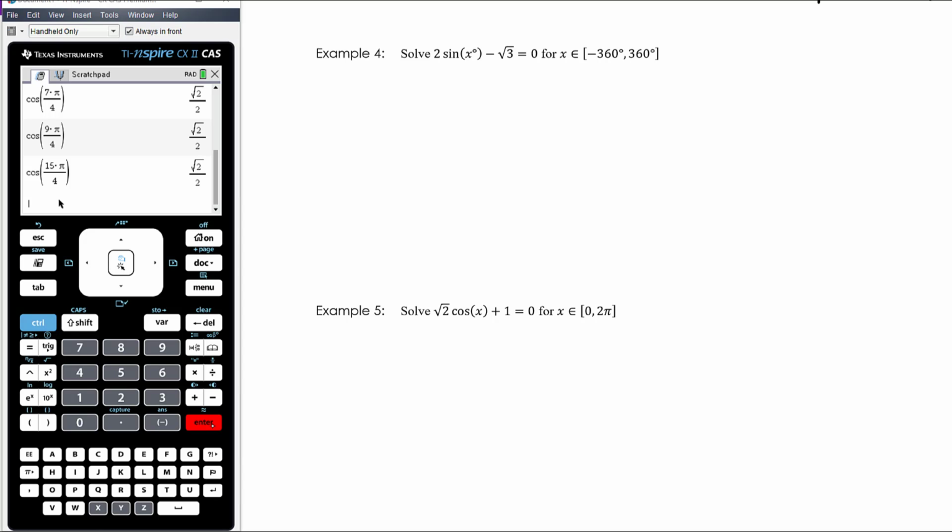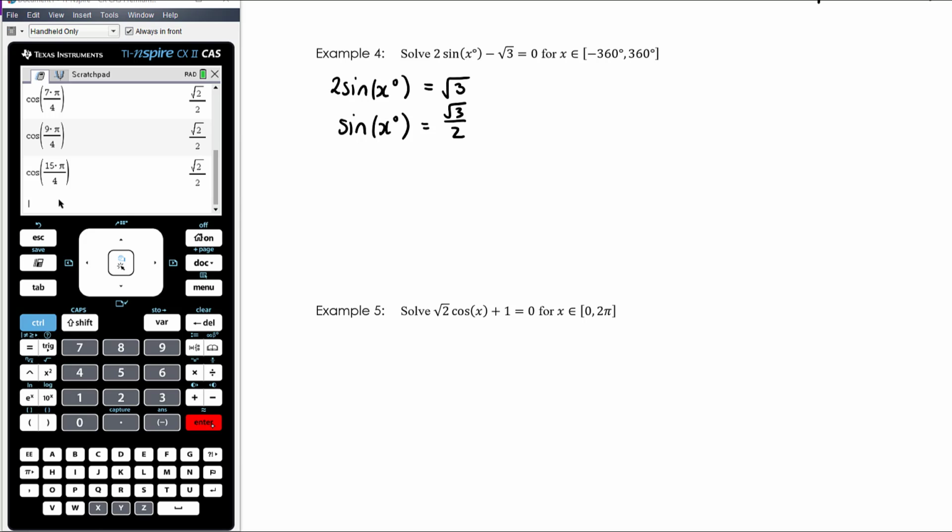First step is to get the sine or the cos on its own. So in this case, we need to get sine on its own. So we've got 2 times sine of x degrees minus root 3 equals 0. If I add root 3 to both sides, 2 times sine of x is equal to root 3. Let's divide both sides by 2. Sine of x is equal to root 3 on 2.